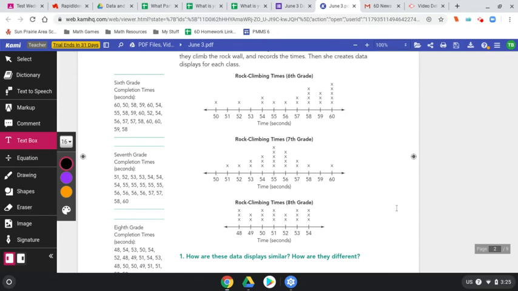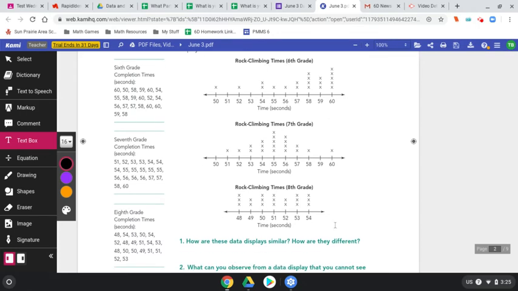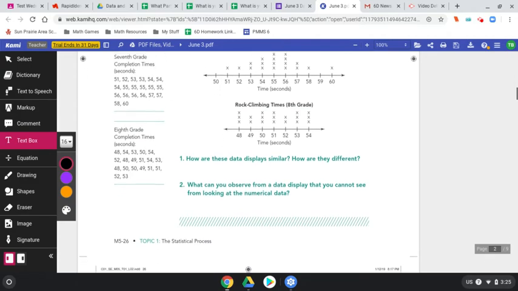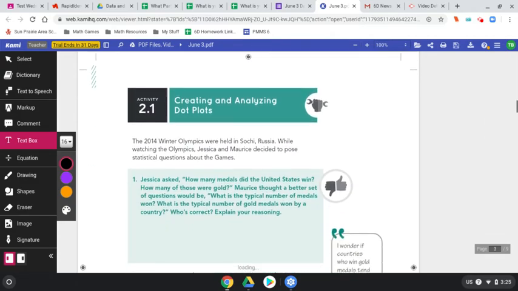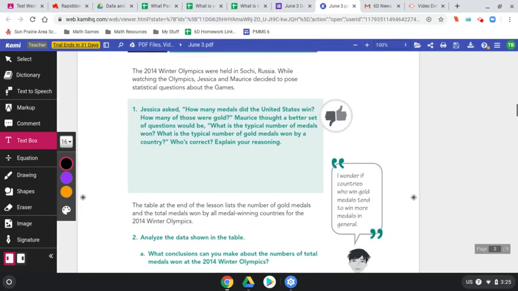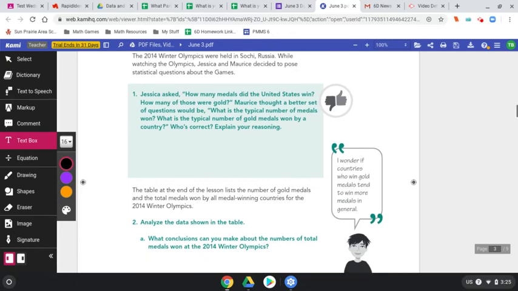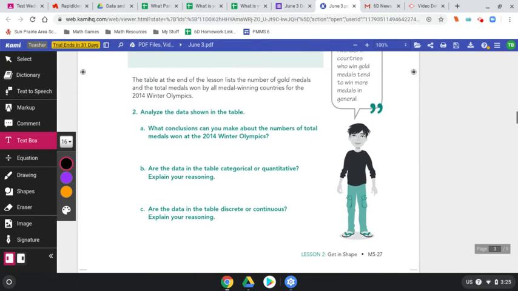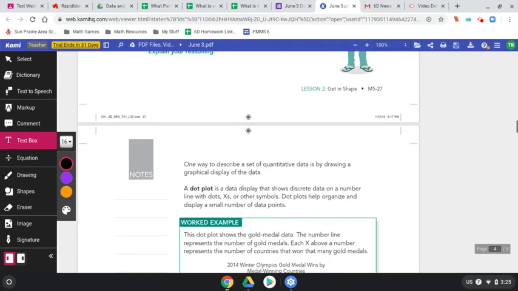Take a look at how these are set up and how easy they are to read once you've gone ahead and found all the different times. All right. So we're going to look at some dot plots and talk a little bit about the different dot plots as we go into activity 1.1.